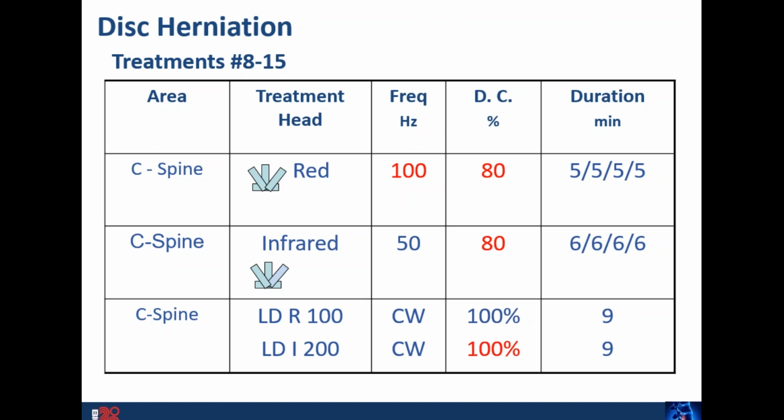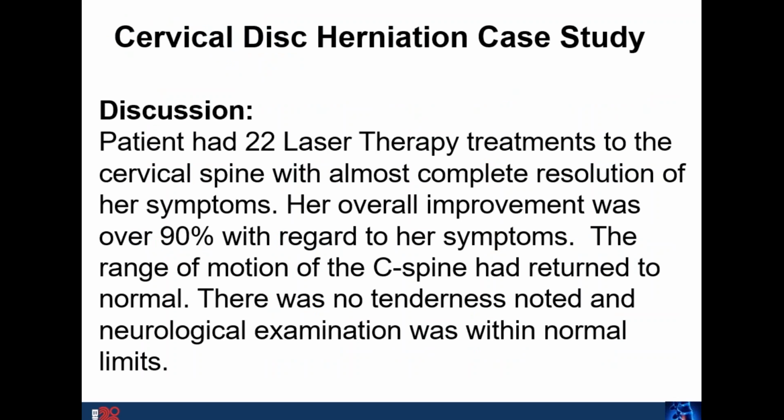By treatments 8 to 15, we start to modulate the red at 180, start to increase the infrared dosaging a little bit more to 80% duty cycle, and 100% of the LDI 200 laser probe as tolerated. By treatment 16 to 22, the patient now was increased duty cycle for the red and infrared to 90%, keeping the laser probes the same at 100% for red and infrared.